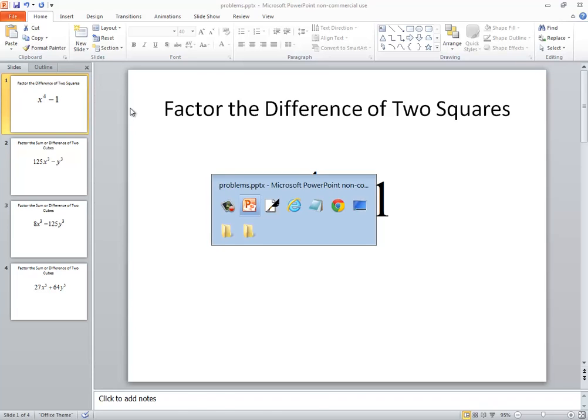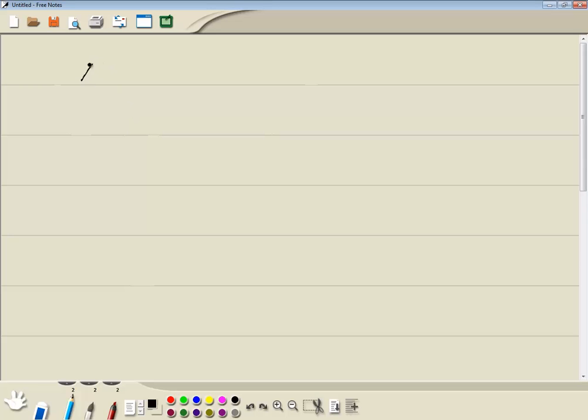Take a look at this problem. We've got x to the fourth minus 1. There's no GCF. Grouping is 4 or more terms. PST and key number are both 3 terms. Difference of two squares is 2 terms with a minus, so ring it. That fits. So we're going to try to write this as something squared minus something else squared.